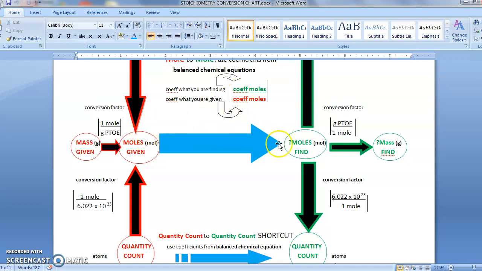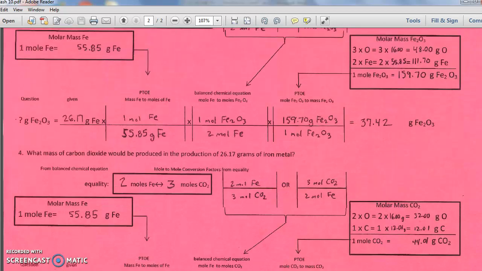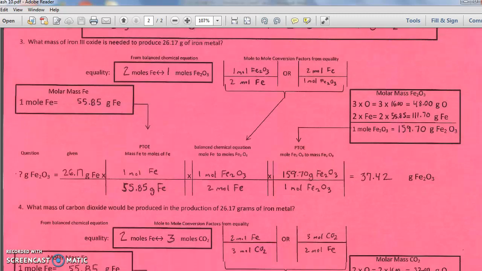And to go from moles of one thing to moles of another, we need the coefficients from the balanced chemical equation. The coefficient of what we're trying to find will be on top. The coefficient in moles of the thing we are at is on the bottom. So we come back to our equation, and we know it's 2 moles of Fe for every 3 moles of CO2. This is an equality from our balanced chemical equation right up here. We will see from this equation, it's 2 moles to 3 moles right there.